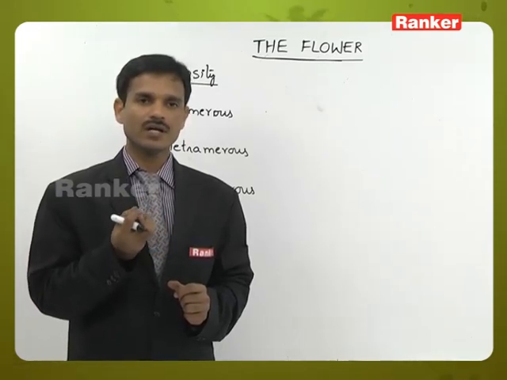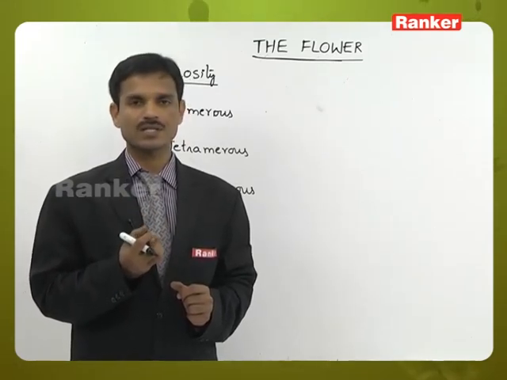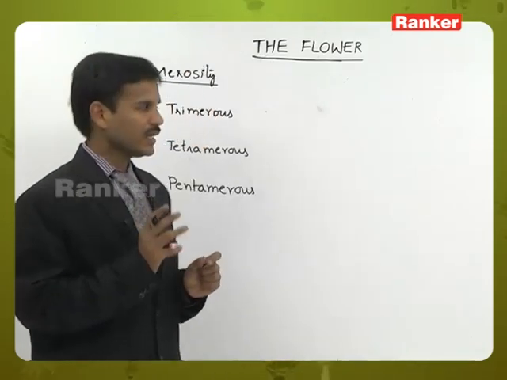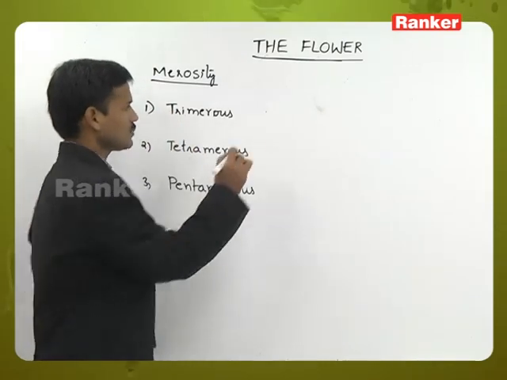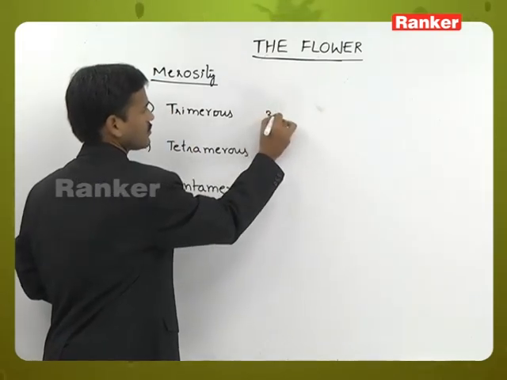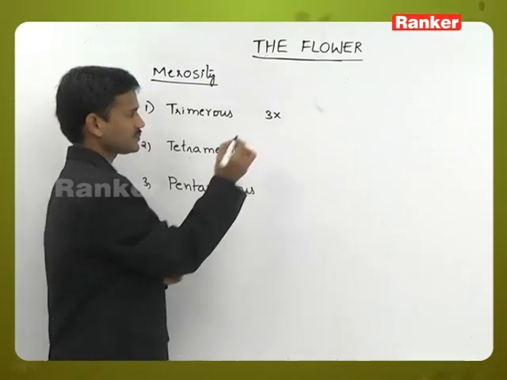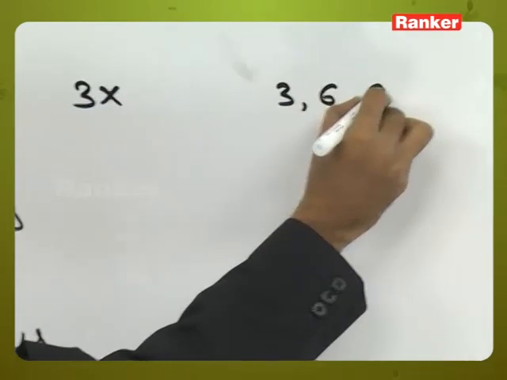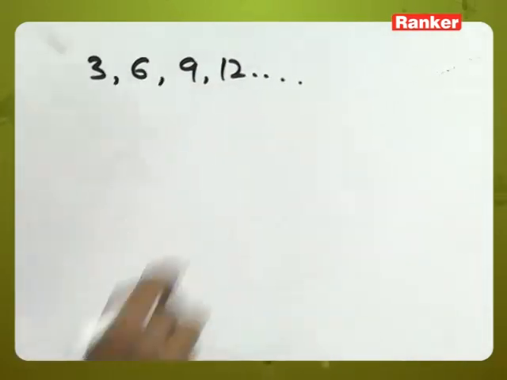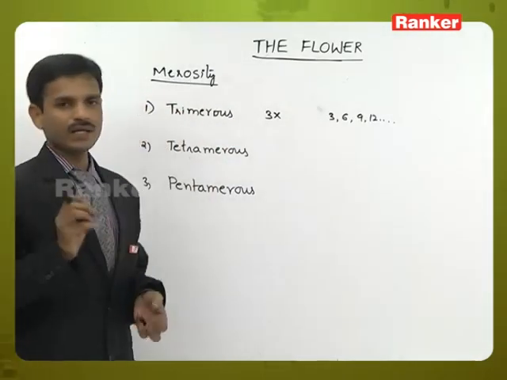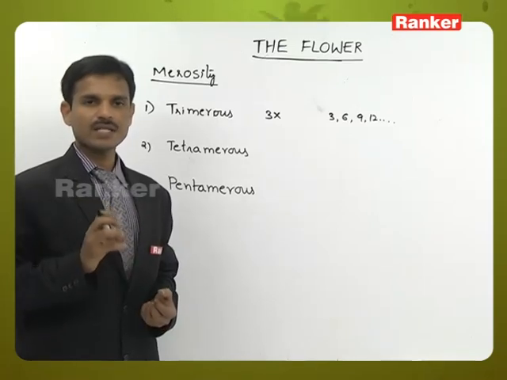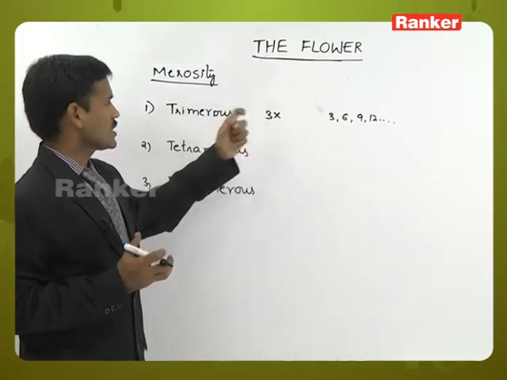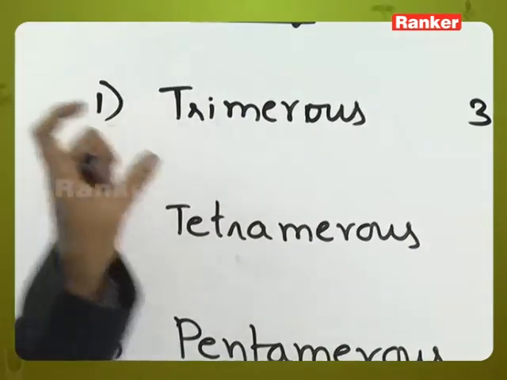node. Here one type of floral parts are arranged: calyx, corolla, androecium, gynoecium. So in each whorl, the floral parts are present in multiples of 3, sometimes 3, 6, 9, 12, like this. In each whorl, multiples of 3 floral parts are present. So that type of flower is called a trimerous flower.